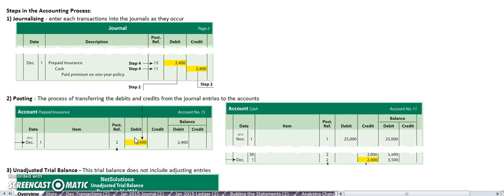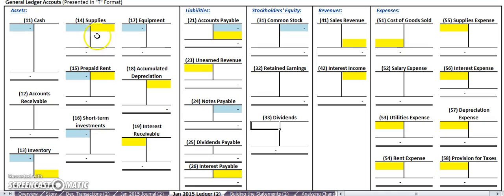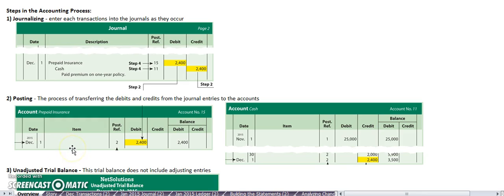Okay, in my example, I will show you the GL accounts in T format because it's much easier for us to see and to analyze. Here's an example of how I represent each GL account, general ledger account, as you can see up here, cash and so forth. It's in T format just so that it's easier for us to analyze the entries. But the official way a general ledger account will look is more like this, how it's shown in the book.